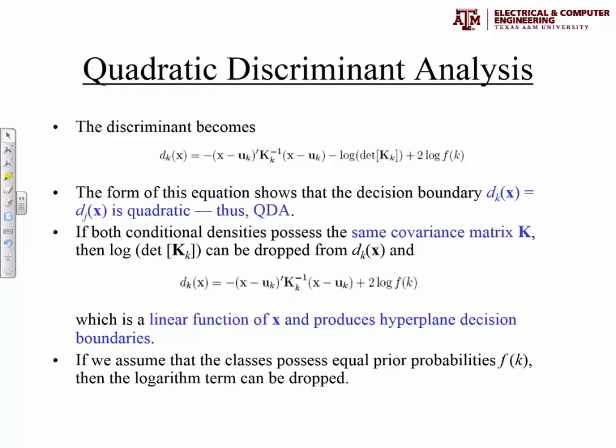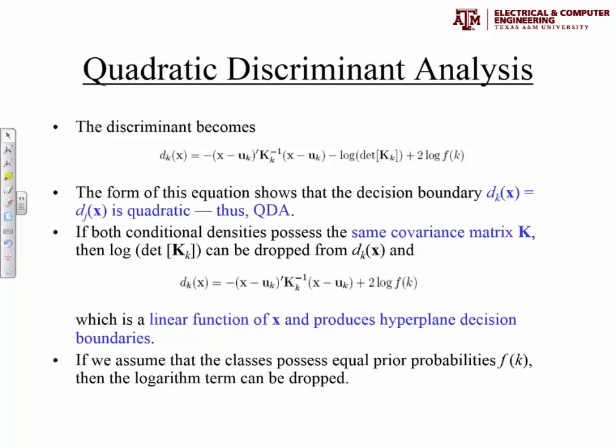So if you make the assumption that both the conditional densities possess the same covariance matrix K, right? Then in that case, you can drop this term, because you're going to compare dk with dj. If both the classes have the same covariance, then as far as the capital K's are concerned, the subscript K is not going to matter. So this term will drop out, and your discriminant will look like this. It's just this term and then the next one, okay?